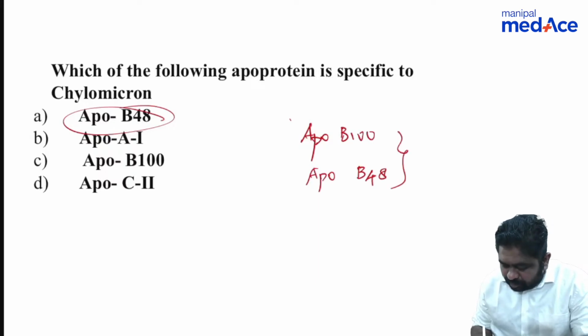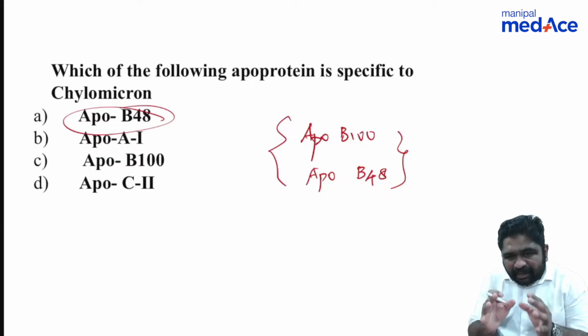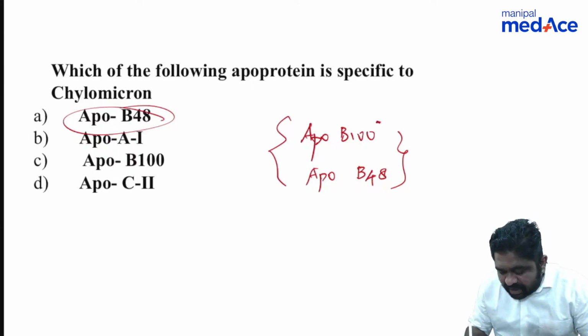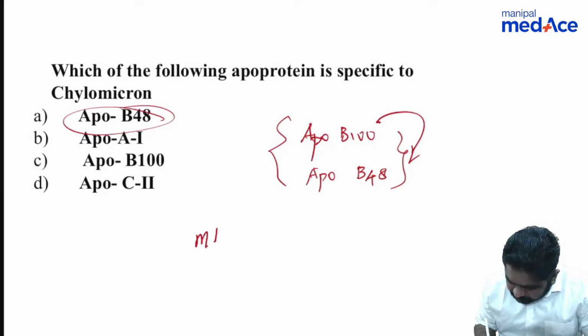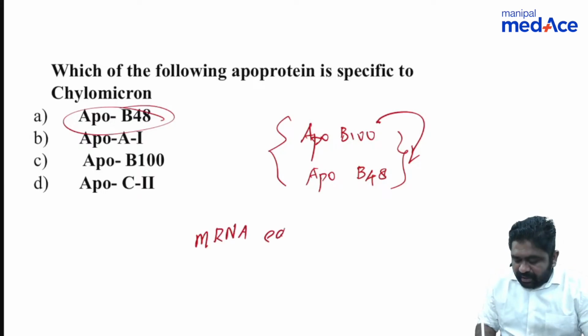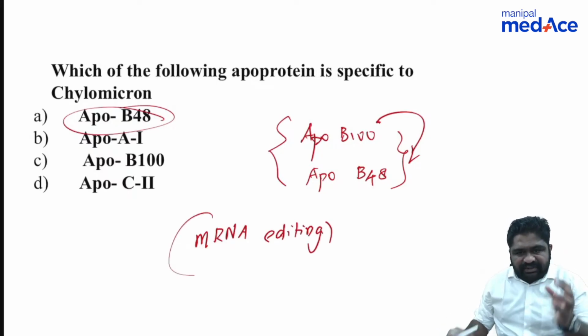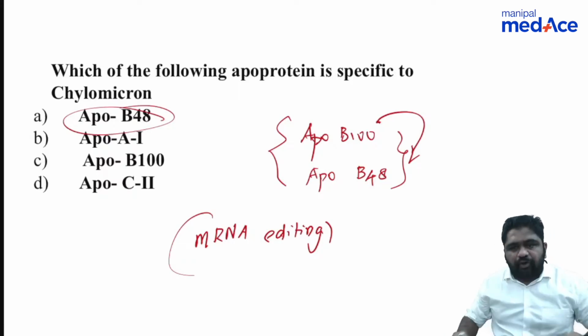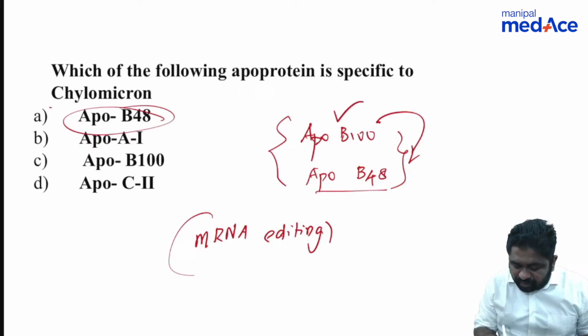Now, what are the most important questions raised from this particular topic? See, when Apo B100 has to become Apo B48, the concept is called mRNA editing. Now, you will be having a simple thought process in genetics linked with lipid metabolism. What is that particular difference? In lipid metabolism, you focus on ApoB100 for LDL and ApoB48 in case of chylomicrons.